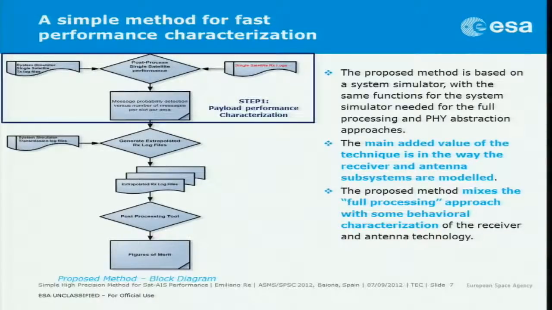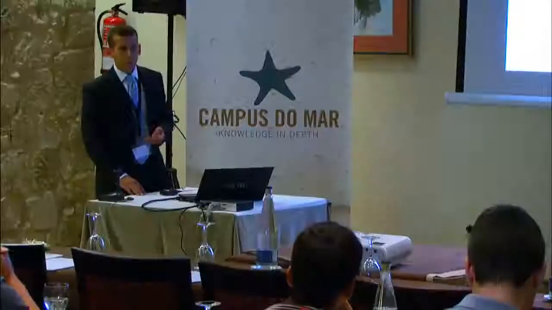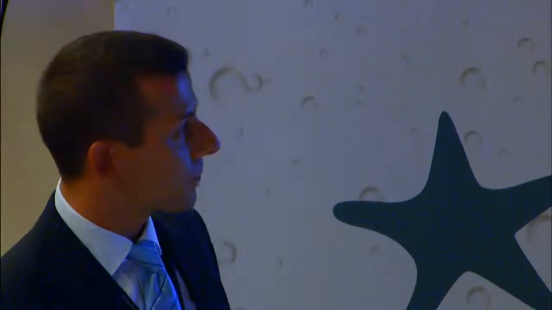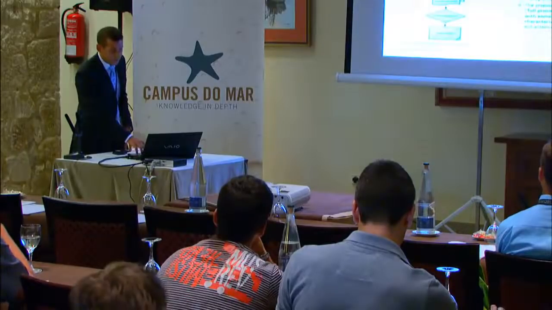In particular, we have a two-step approach. In the first step, what we do is to run a smaller full processing simulation. In particular, rather than simulating the full constellation, we just take one satellite and we run a full processing simulation for a limited amount of time, typically a few orbits, so a few hours. And then we characterize somehow the detection performance of the payload. We will see how, because we assess different methods for that.